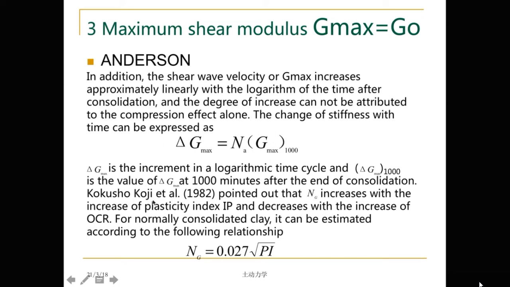Kokusho Koji, Japanese scientist, and his team point out that NG increases with the increase of plasticity index IP and decreases with the increase of the OCR. For normally consolidated clay, it can be estimated according to the following relationship: NG equal to 0.027 square root IP.